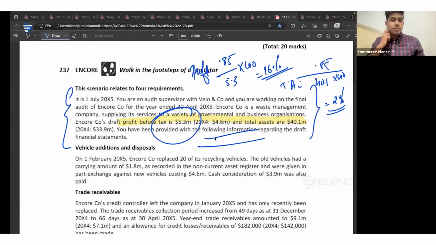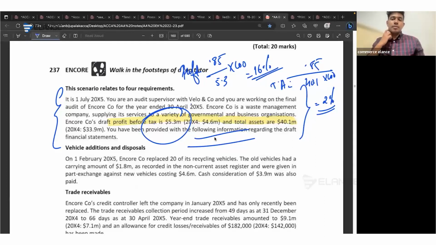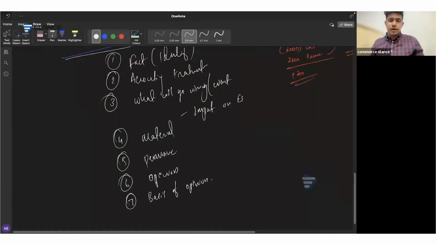So this will be asked as part of a 5-mark question. As we mentioned, first of all, you have to calculate the materiality. Then you need to consider whether it is pervasive. And finally, you have to decide on the opinion, and then express the answer in this format. So this is how you need to give the answers for the reporting part. Is that clear, everyone?